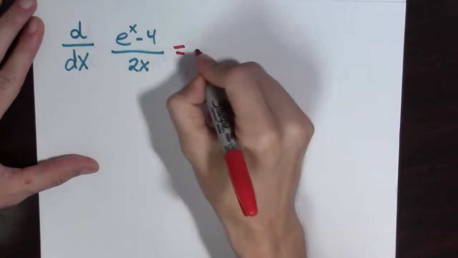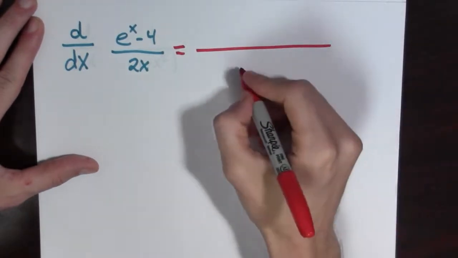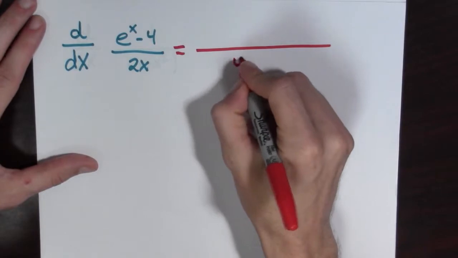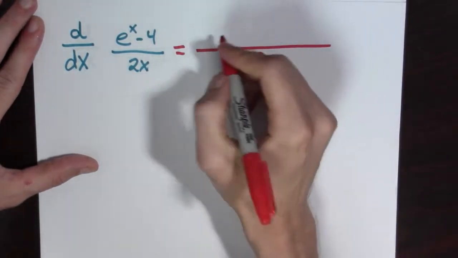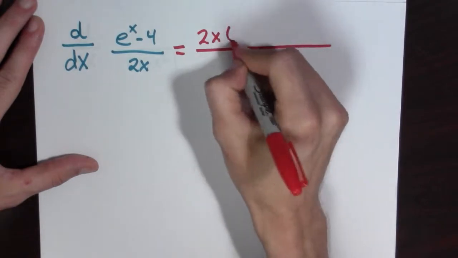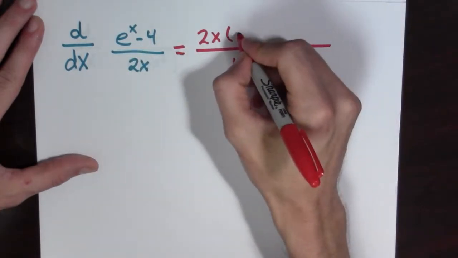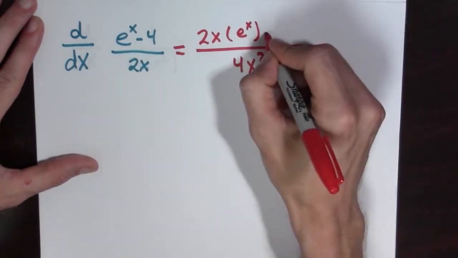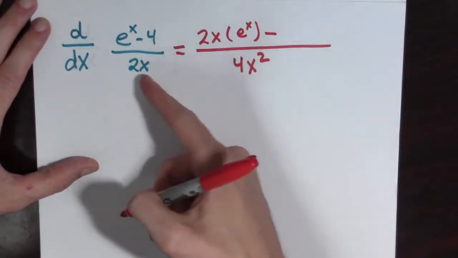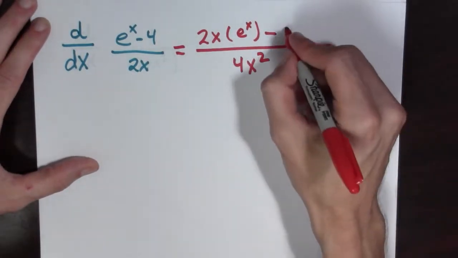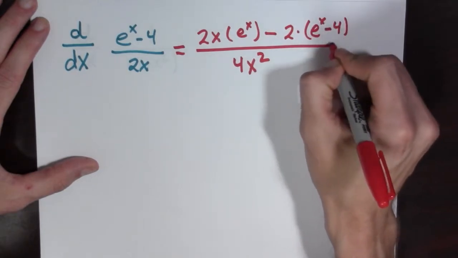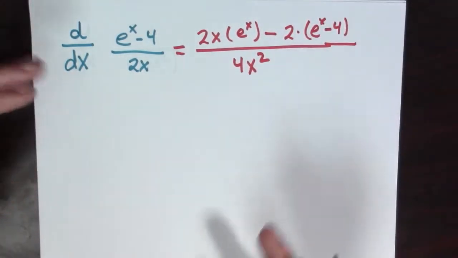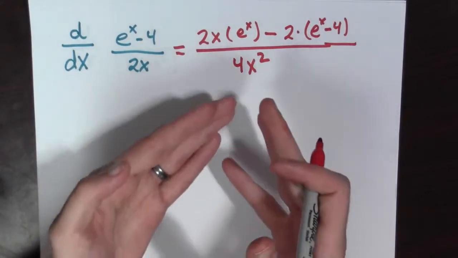So this is equal to, well, we have this fraction bar, and we're going to have 4x squared in the denominator, and then we're going to have 2x times the derivative of the numerator, that's going to be e to the x, minus the derivative of the denominator, which is 2, times e to the x minus 4, times the old numerator, and we are done. Well, that didn't seem so bad.